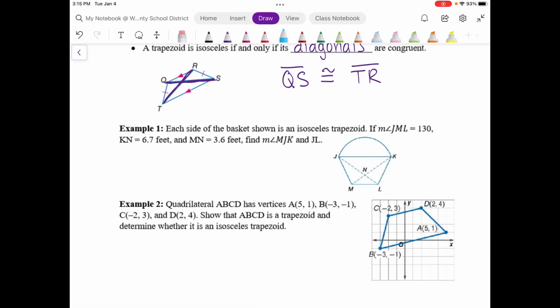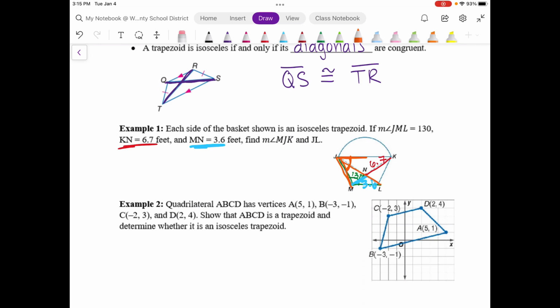Example 1. Each side of the basket shown is an isosceles trapezoid. If angle JML, so J to M to L, is 130 degrees, KN is 6.7, and MN is 3.6, from here to here, find angle MJK, so this one, and find the measure of JL.